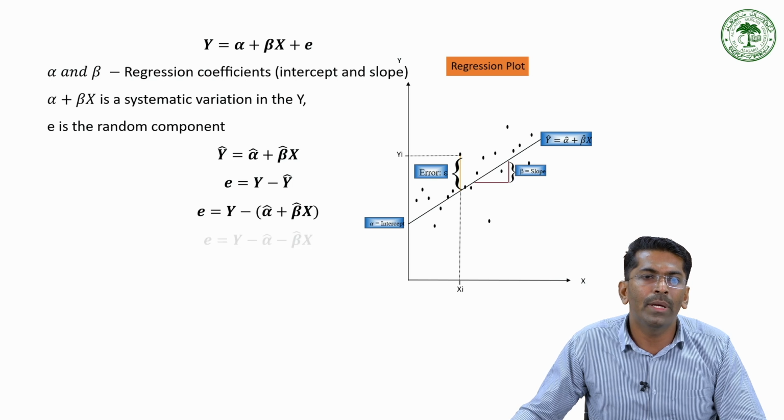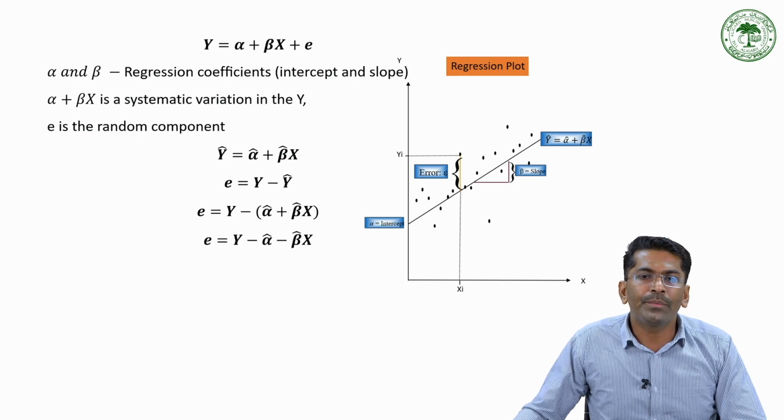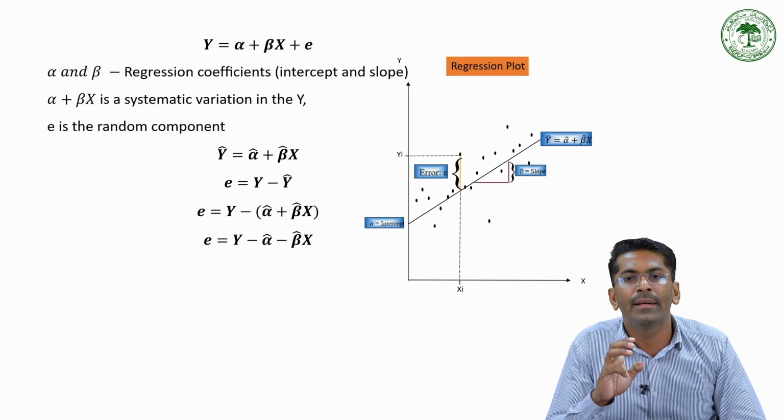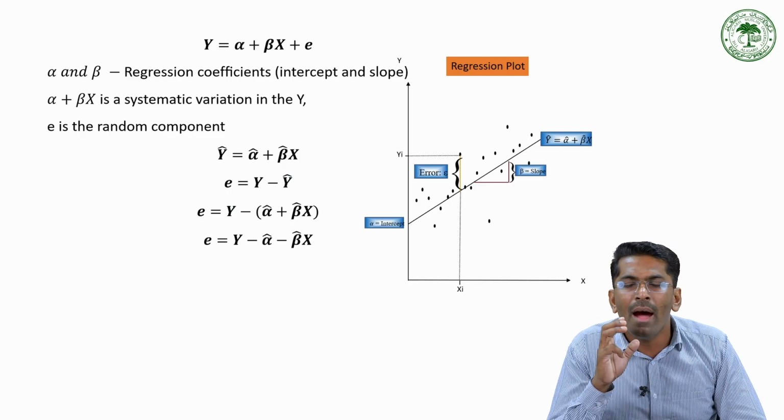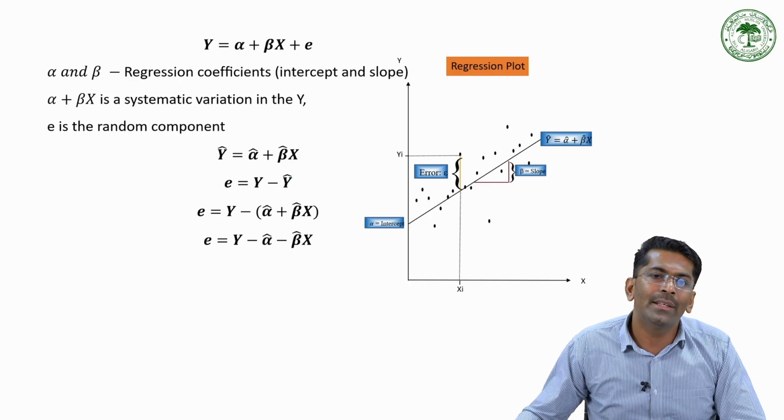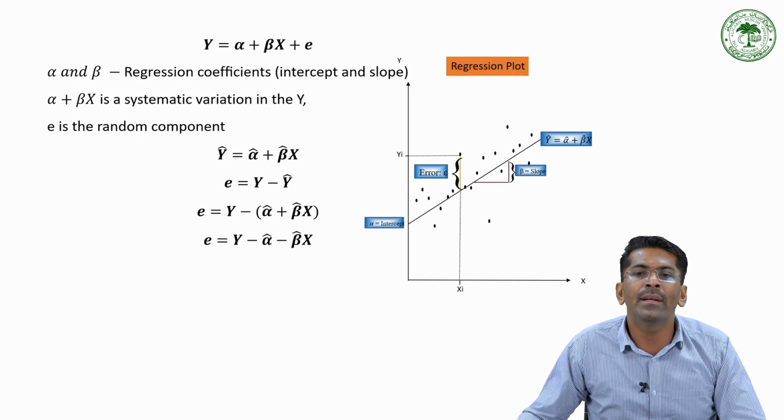I am going to open this particular bracket, so it will become y minus alpha hat minus beta hat x. Now, the regression line should be fit in such a way that the summation of the squared residual should be minimum. That is, the best method to fit the line is the least square method. So a consequence of this is that it is quite possible that the algebraic sum of this E should be small or even 0.